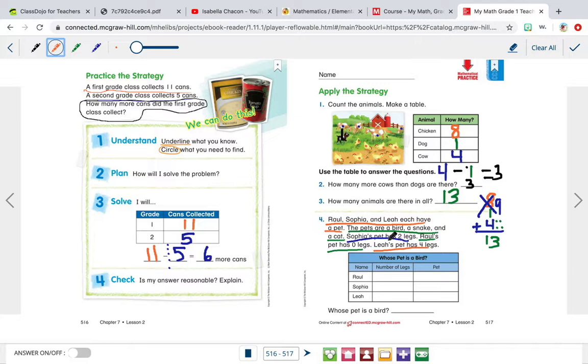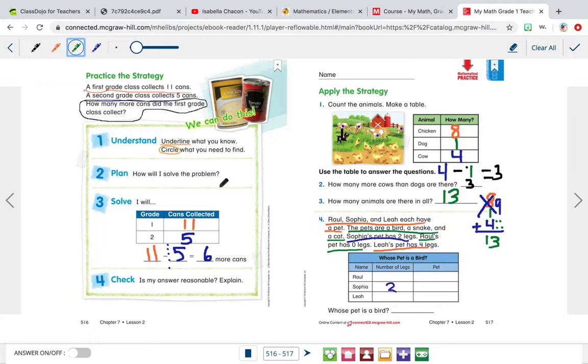So the pets are a bird, a snake, and a cat. So after we figure out the number of legs, we're going to say, is it a bird, is it a snake, or is it a cat? And then we're going to say, whose pet is a bird? So let's figure this out. Raul's pet, so we have Raul here. Let's do Sophia first, because Sophia is right here. So Sophia's pet has 2 legs. So Sophia's right here. So number of legs, I'm going to put 2. Because it says Sophia's pet has 2 legs.